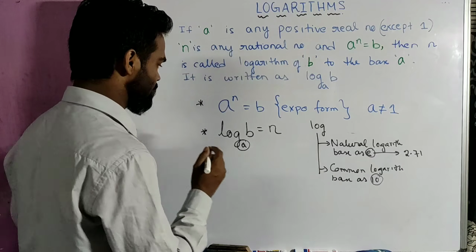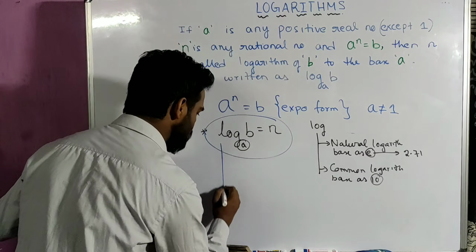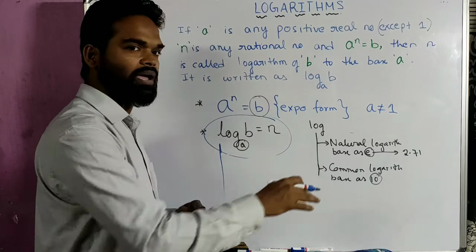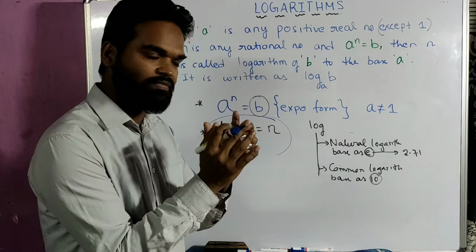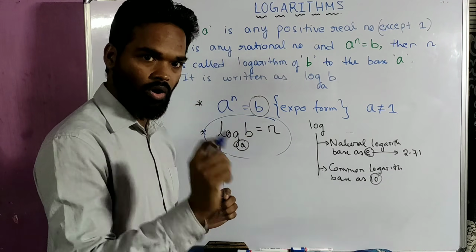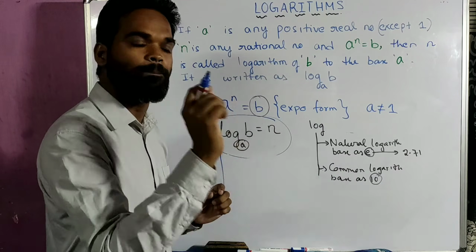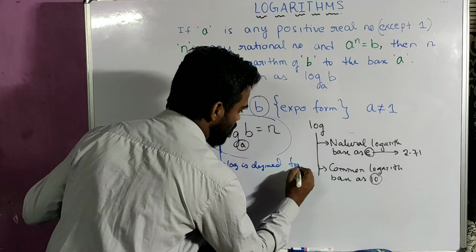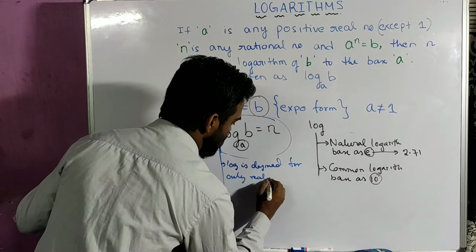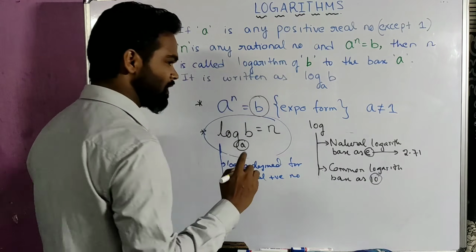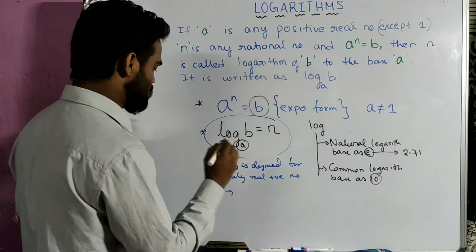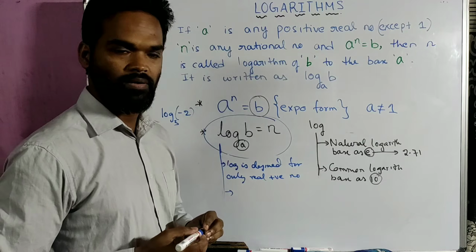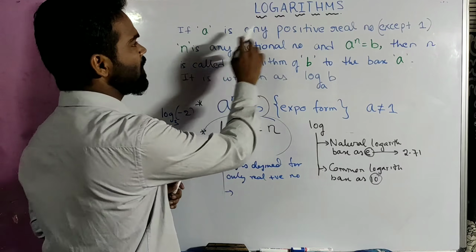Now certain things, look over here carefully. What I told, a is any positive real number, which means a to the power n has to be positive always, which means b is positive, which means we wrote log b, which means log is defined only for real positive numbers. You don't have log of a negative number, suppose log of -2, suppose base is 3. It's not possible.